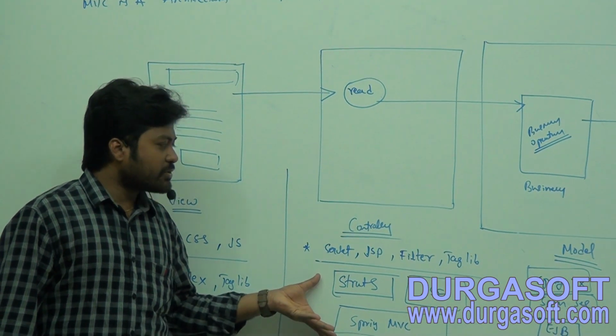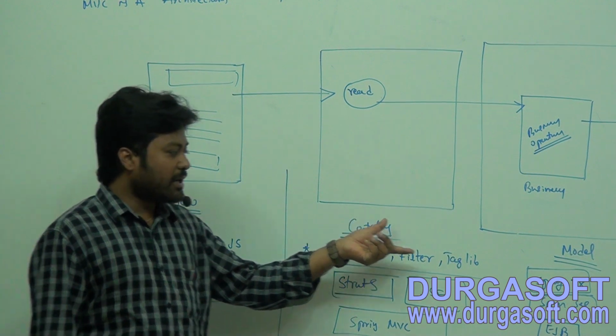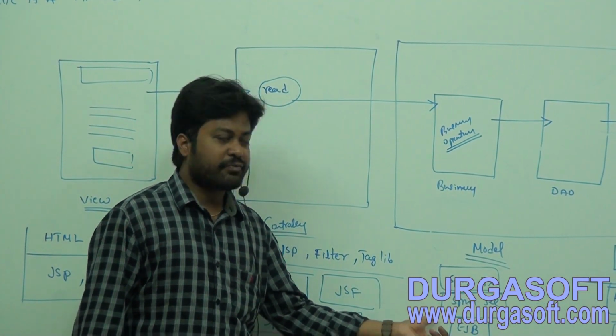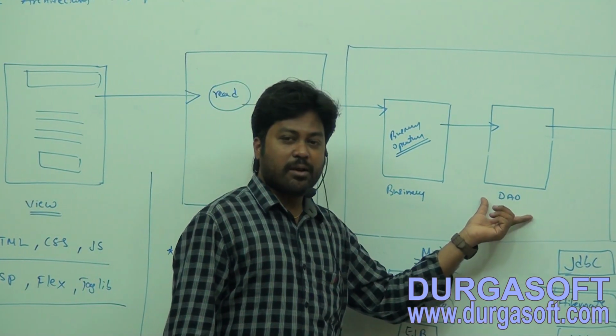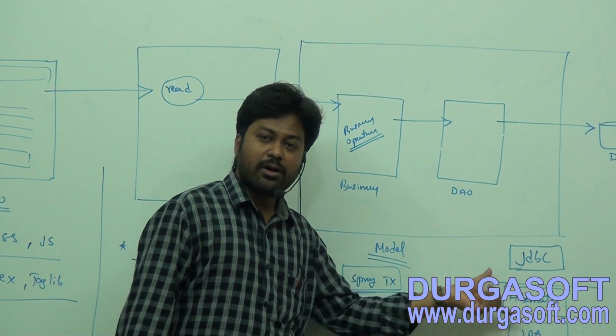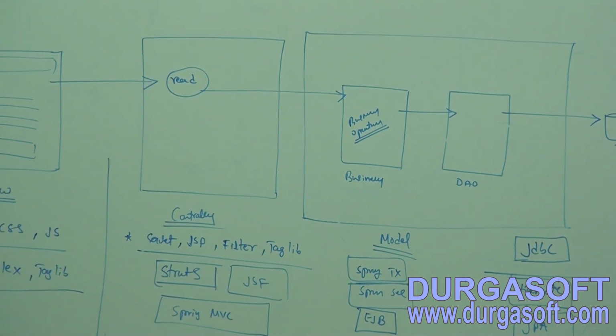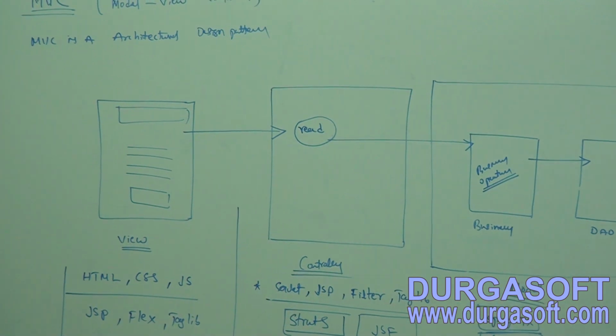By using these frameworks also, you can design your controller part. Then coming to the model part, here you can use Spring or else EJBs for your business layer. Next, for doing database operations, you can use JDBC or Hibernate or JPA. So from this advanced Java session, what are we going to learn here?